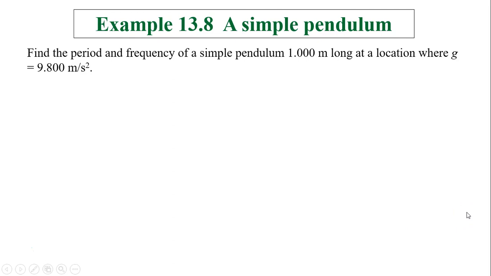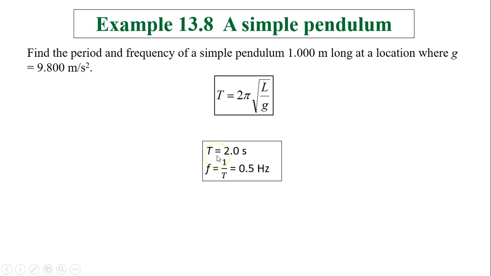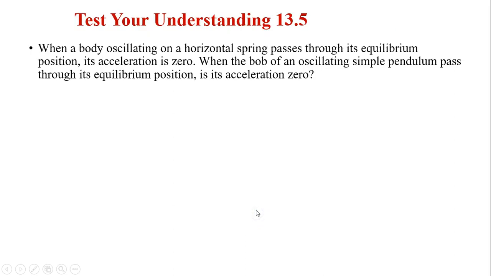Let's take a look at this example. Find the period and frequency of a simple pendulum 1 meter long at a location where g equals 9.8 meters per second squared. This is kind of straightforward. T equals 2 pi square root of L over g. You know L is 1 meter. You know g is 9.8. So you plug it in. T is about 2 seconds. The frequency is 1 over T. That gives you 0.5 hertz.